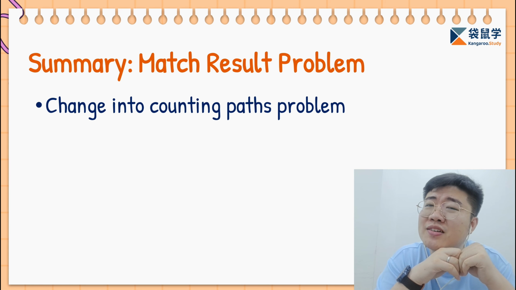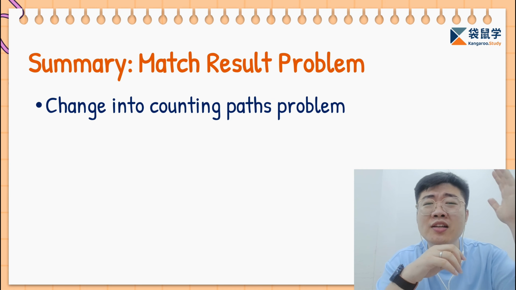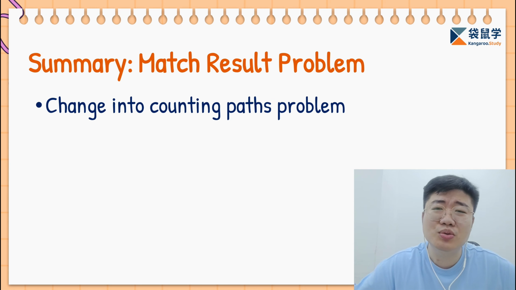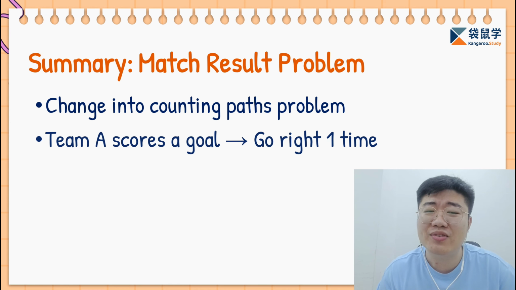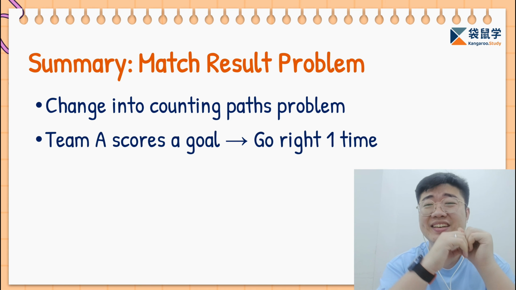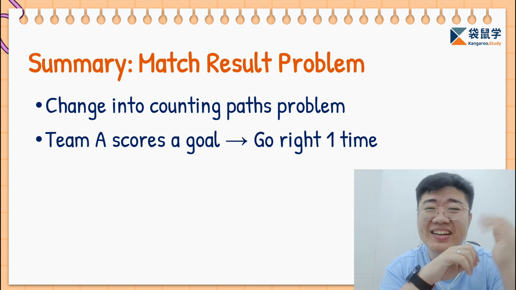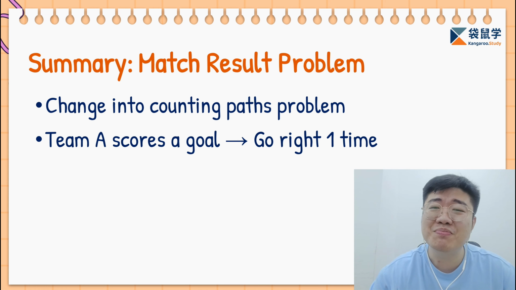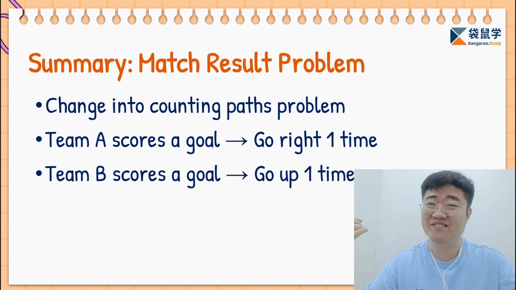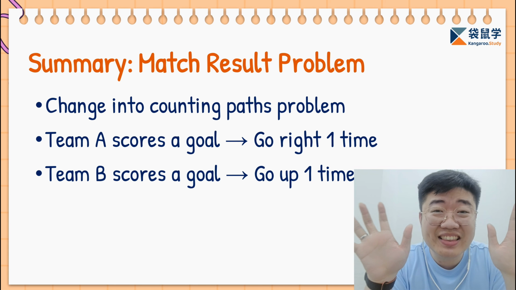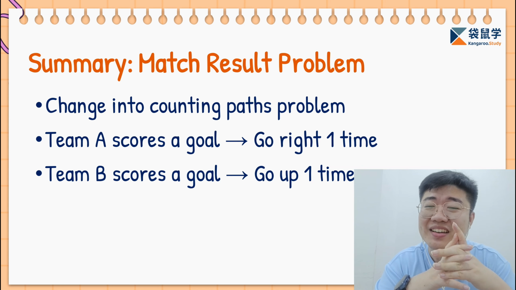And is there anything other than that? Teacher, I know. When we relate these 2 together, whenever A scores a goal, we need to go right 1 time. Perfect. How about the other team? Teacher, whenever Team B scores a goal, we need to go up 1 time. Well done, everyone. We are done with the 2 questions here.